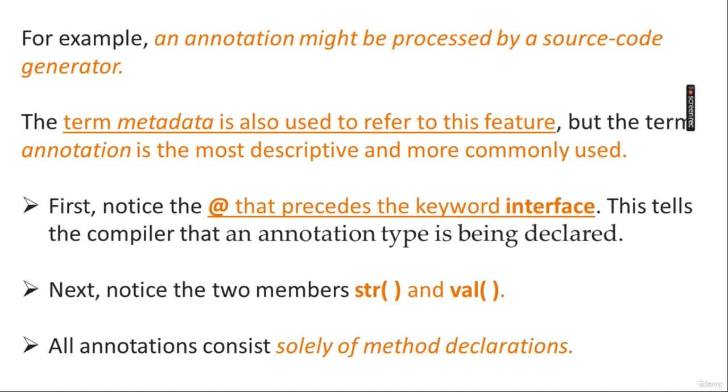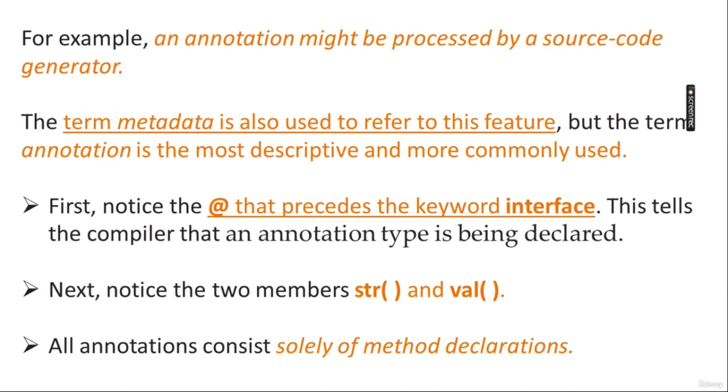Okay, so the source code generator, whenever required, like when you are generating getters and setters, or implementing interfaces, or implementing the methods provided by interfaces in your particular class, every time it is an overridden method, it will give you the @Override annotation. So annotation is nothing but supplementary information that is provided in the source code. The term metadata is also used to refer to this feature, but the term annotation is the most descriptive and most commonly used.